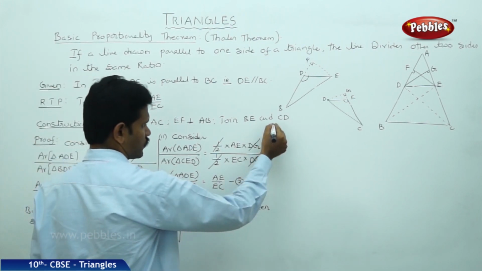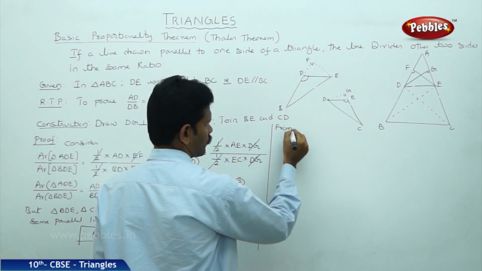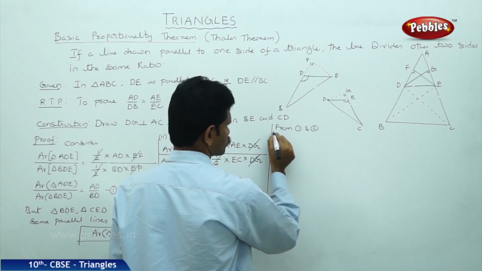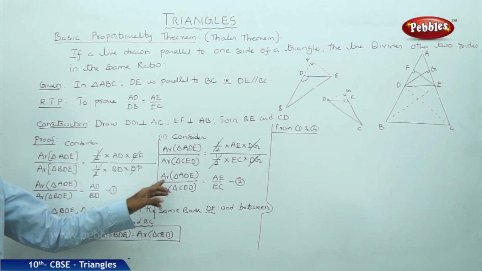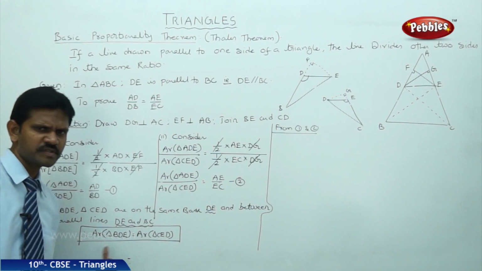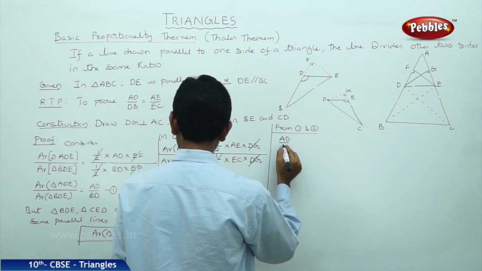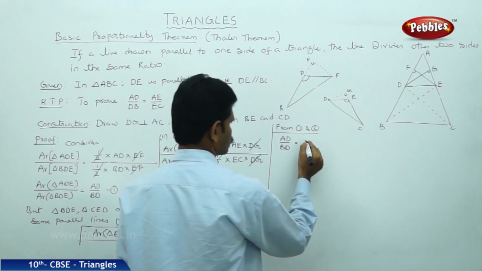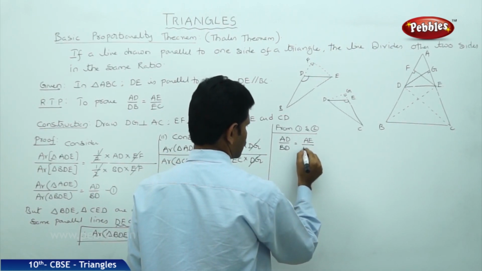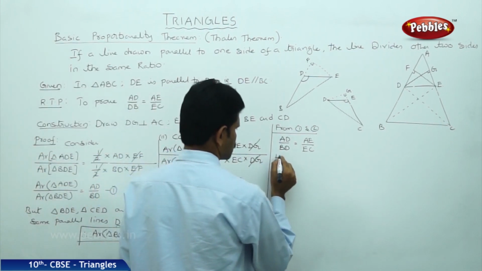Now, from 1 and 2, numerators are the same, and just now we came to know that the denominators are also the same. Therefore, we conclude that AD by BD is equal to AE by EC. Hence the theorem.